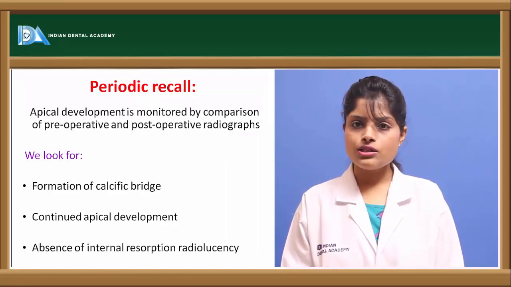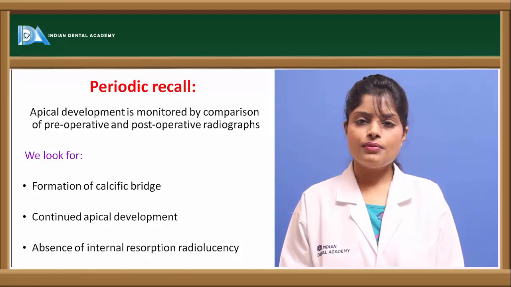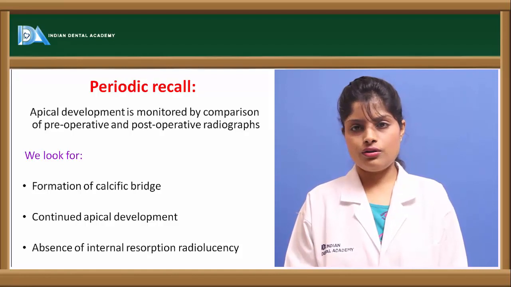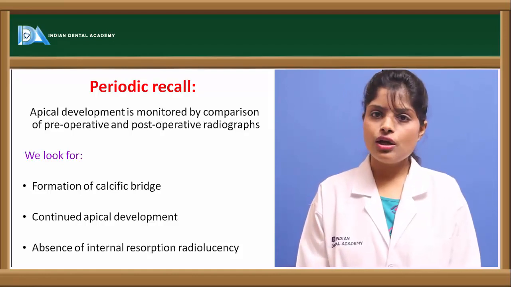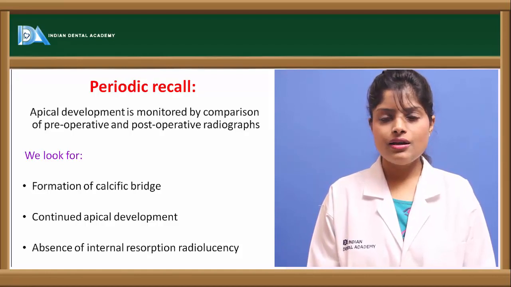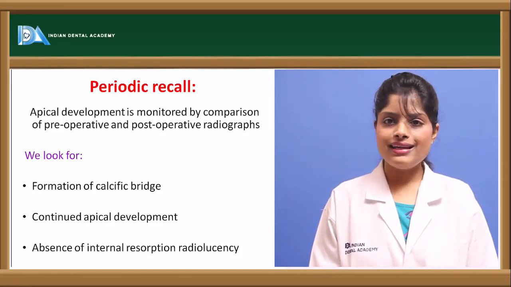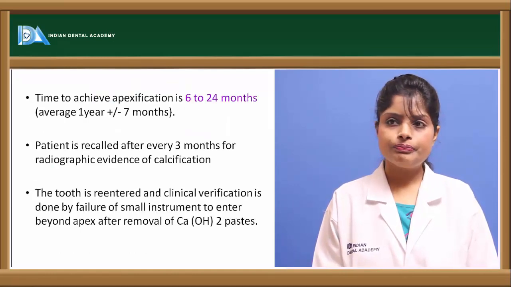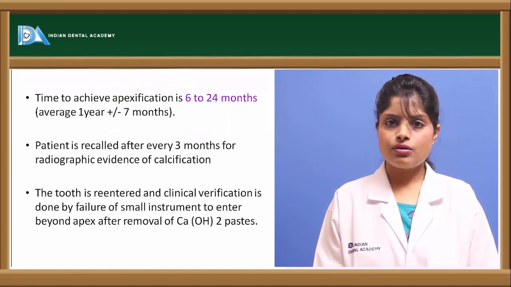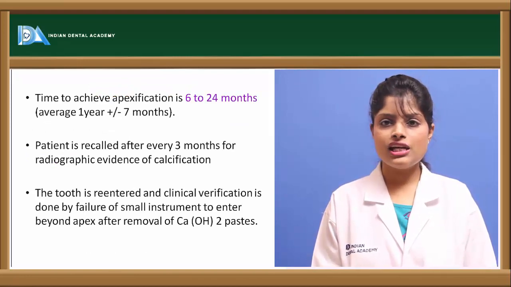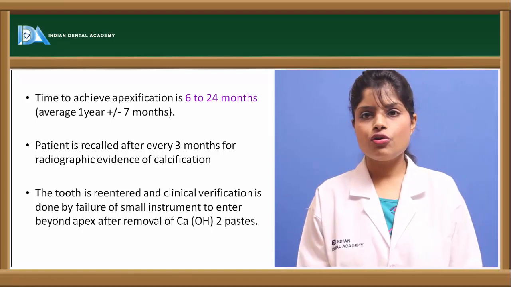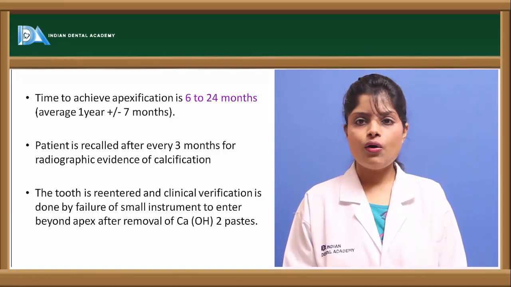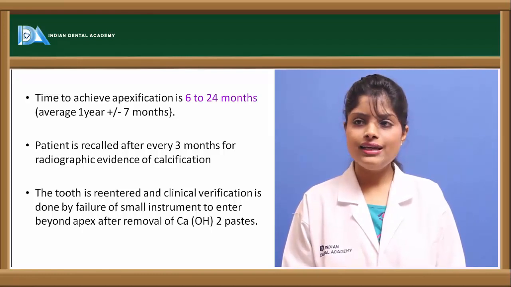Now, periodic recalls of the patient should be done at 3 to 6 months, wherein we check for the formation of a calcific bridge, continuous apical development, or the absence of any internal resorption or any radiolucency. The time required for apexification is generally from 6 to 24 months, with an average of 7 months, wherein the patient should be recalled and re-evaluated every 3 months.